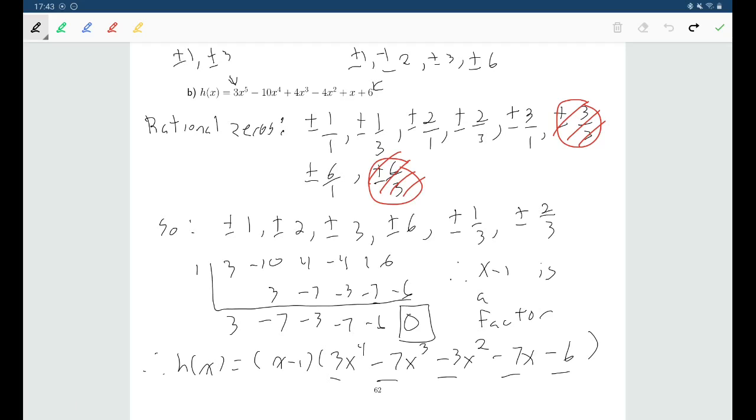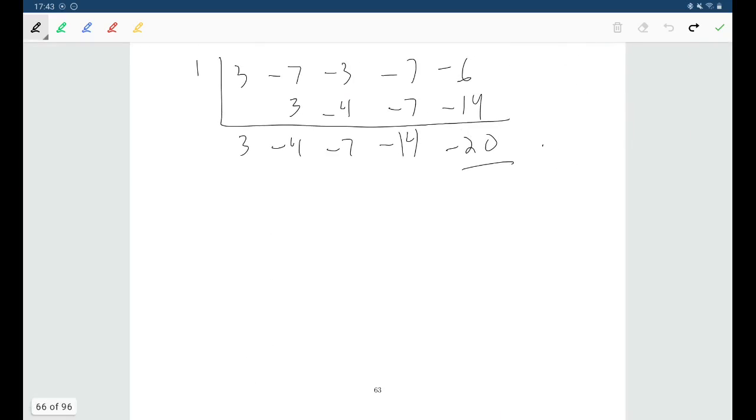Check negative 1, check positive 2, negative 2, and so on. So let's continue checking. The next one on our list to check was -1. Notice here I'm checking in my quotient. I'm not going back to my original function because we've already done some factoring for your original function. There's no need to see, does -1 is it a 0 of the original? If it's a 0 of the original, it'll be a 0 of the quotient as well.